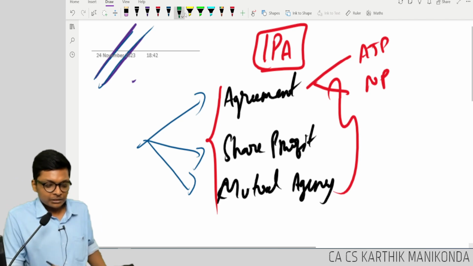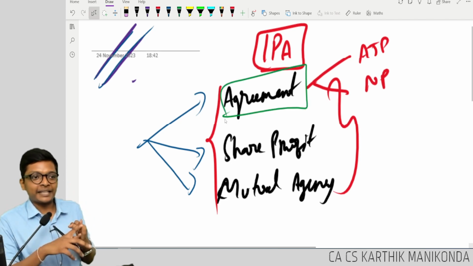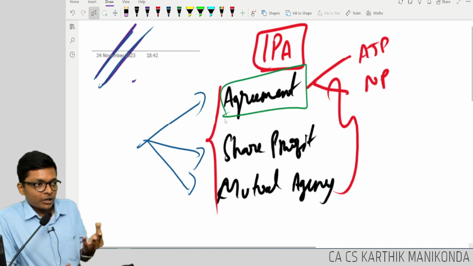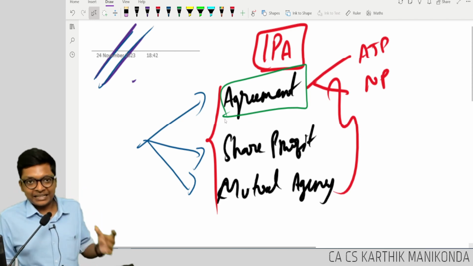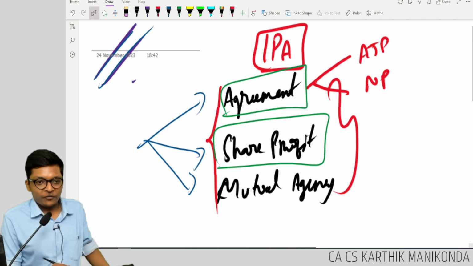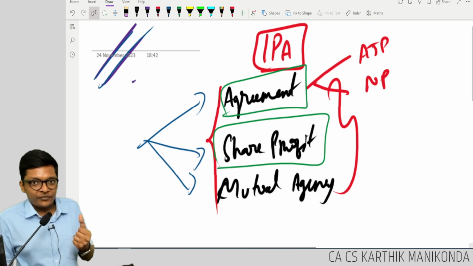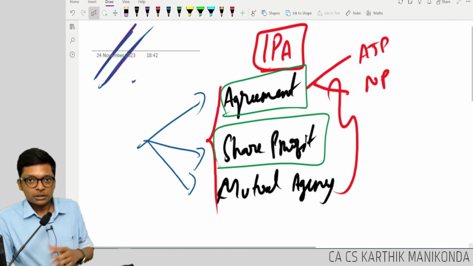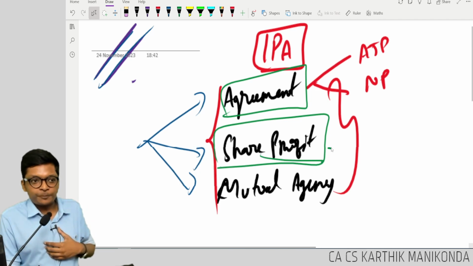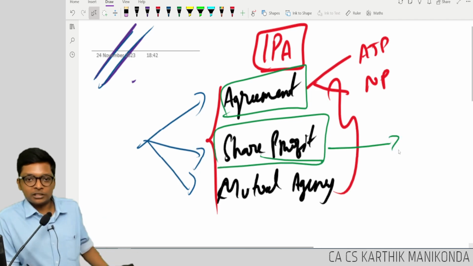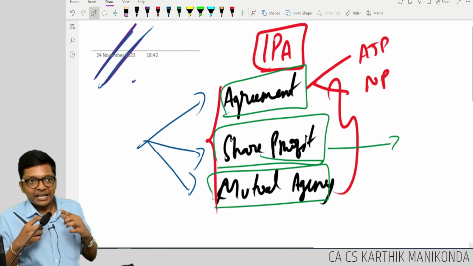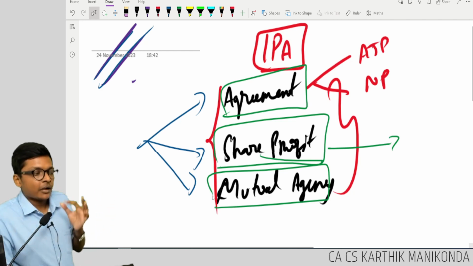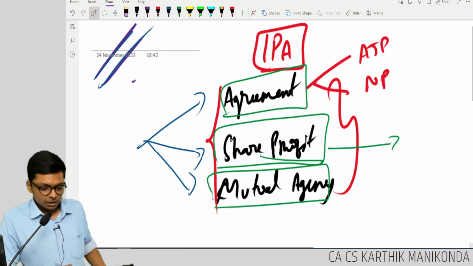Next, should such an agreement be oral or in writing? It can be oral, it can be in writing, just like in the Contract Act, an agreement can be oral or written. Then, agreement to share profits. Can I say I will share only profits, no loss? Generally, when I say share profits, profit includes losses. And what is mutual agency? If one partner takes a decision, it binds the entire firm. Are you guys following? So this is partnership.